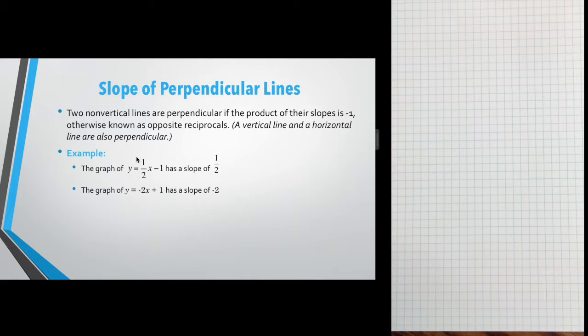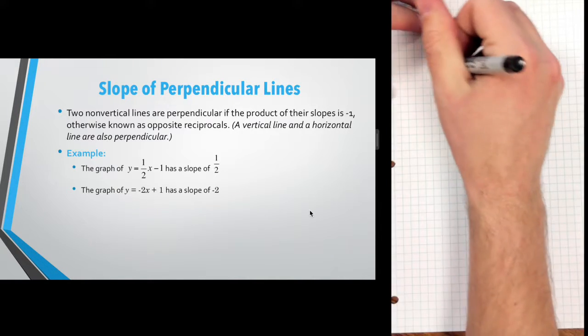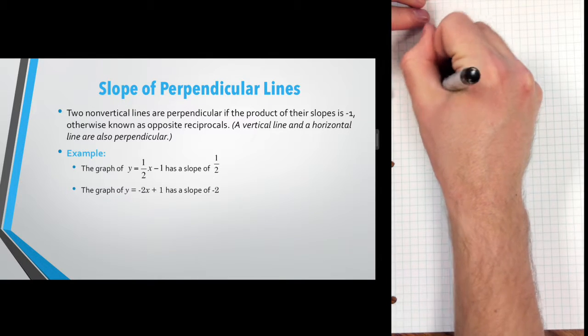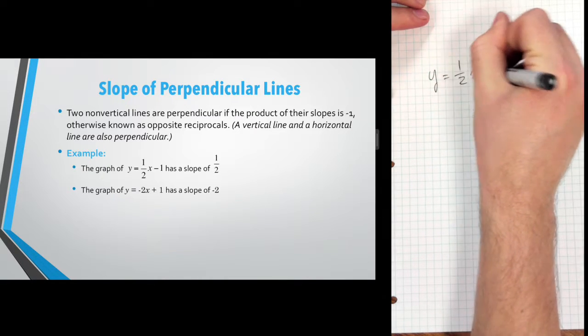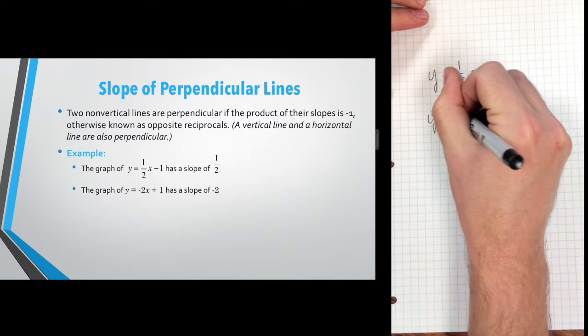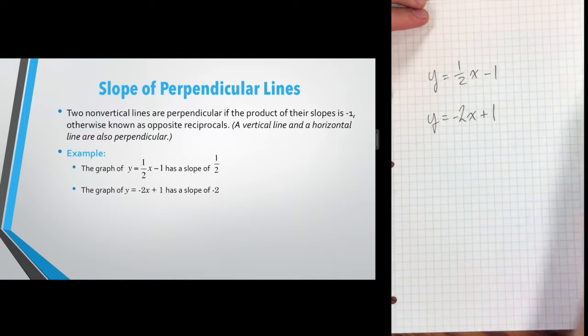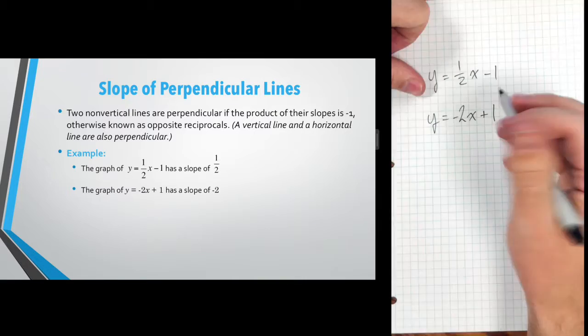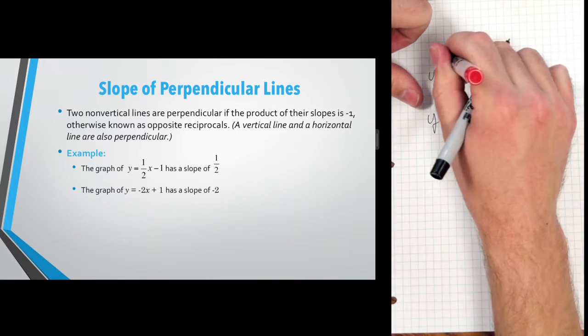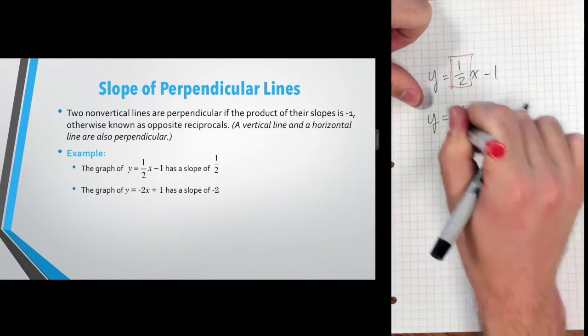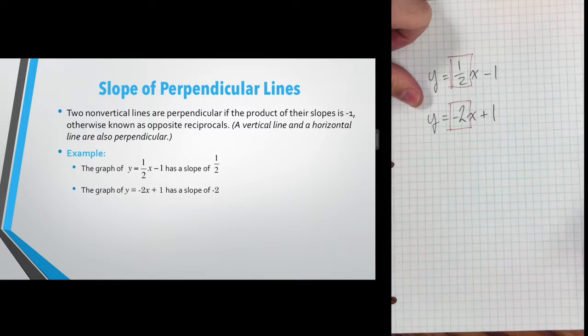Here's two equations. We have y equals 1/2 x minus 1, which has a slope of 1/2. And then we have y equals -2x plus 1, which has a slope of -2. So, to help us understand this, I'm just going to write it out. So notice we have two equations. Here is the slope of the first one, 1/2, and then -2 is the slope of the other one.